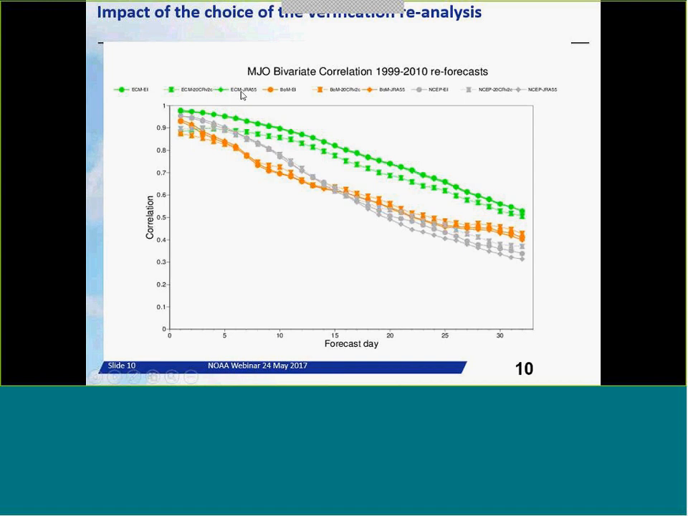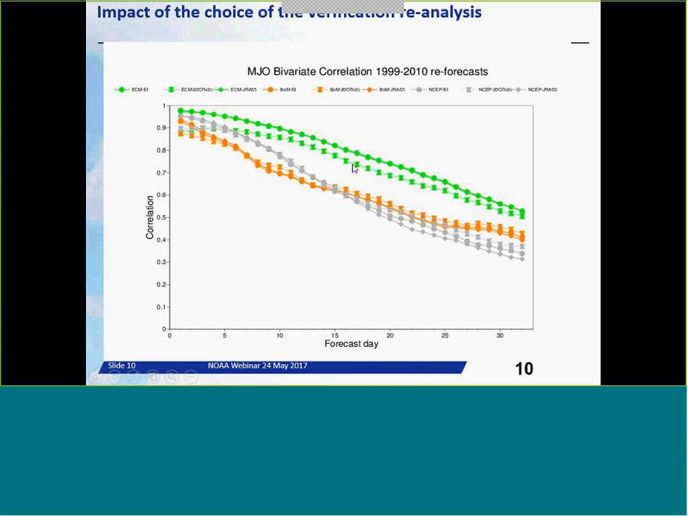So for green, which is ECMWF, we can see the skill score, so this shows the evolution of the bivariate correlation as a function of the lead time from day 1 to day 32. And for ECMWF, there is not much difference between the score we get with ERA-Interim and JRA-55, and there is quite a significant degradation, however, when we verify against the 20th century reanalysis.